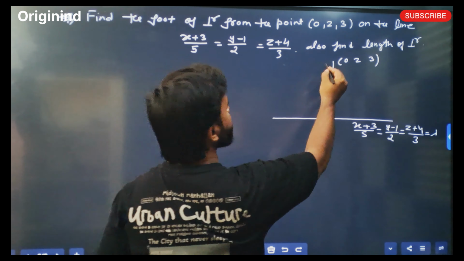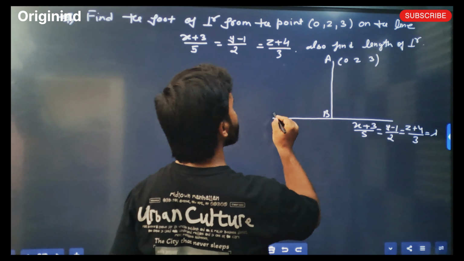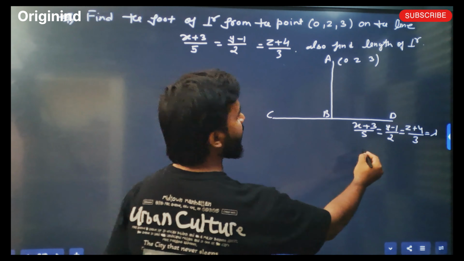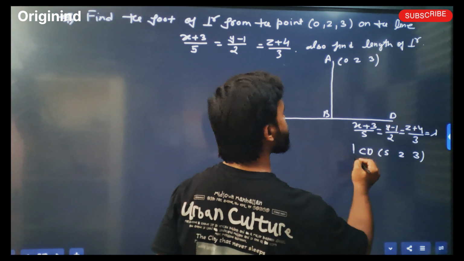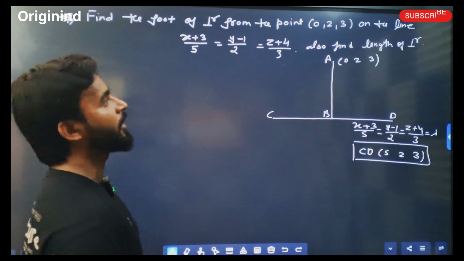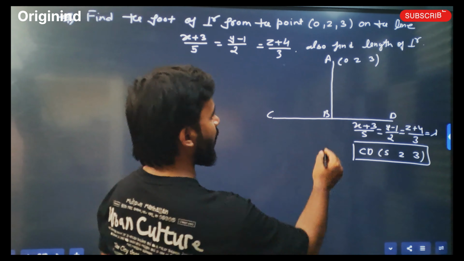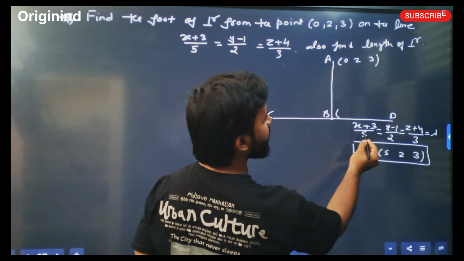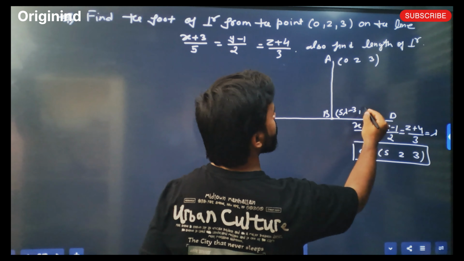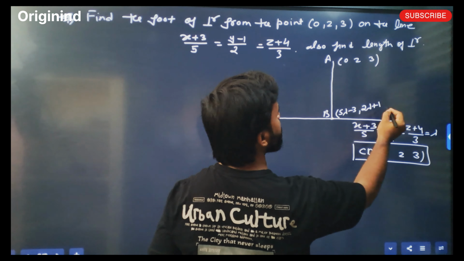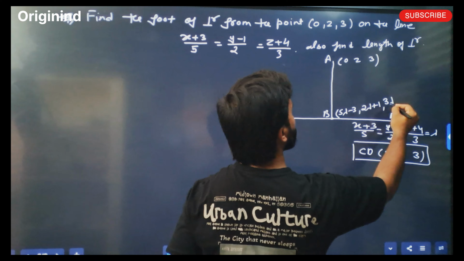Okay, now the points are named A, B, C, D. The line is CD, and the direction ratios of CD are simply 5, 2, 3. I hope you understood. Now find the point B. And how to find the point B? Easy. It is (5 lambda minus 3, 2 lambda plus 1, 3 lambda minus 4).